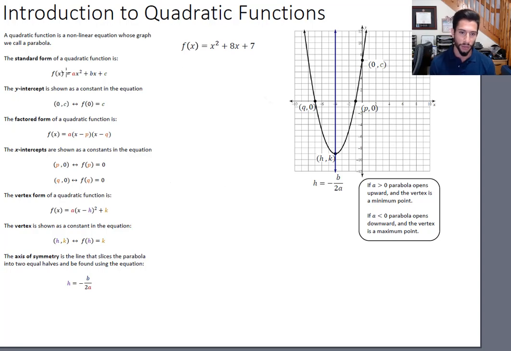So the standard form of a quadratic function is this thing, right? f of x equals ax squared plus bx plus c. You guys are likely familiar with this, and if you're not, you probably were just lost in class, and it's all good.